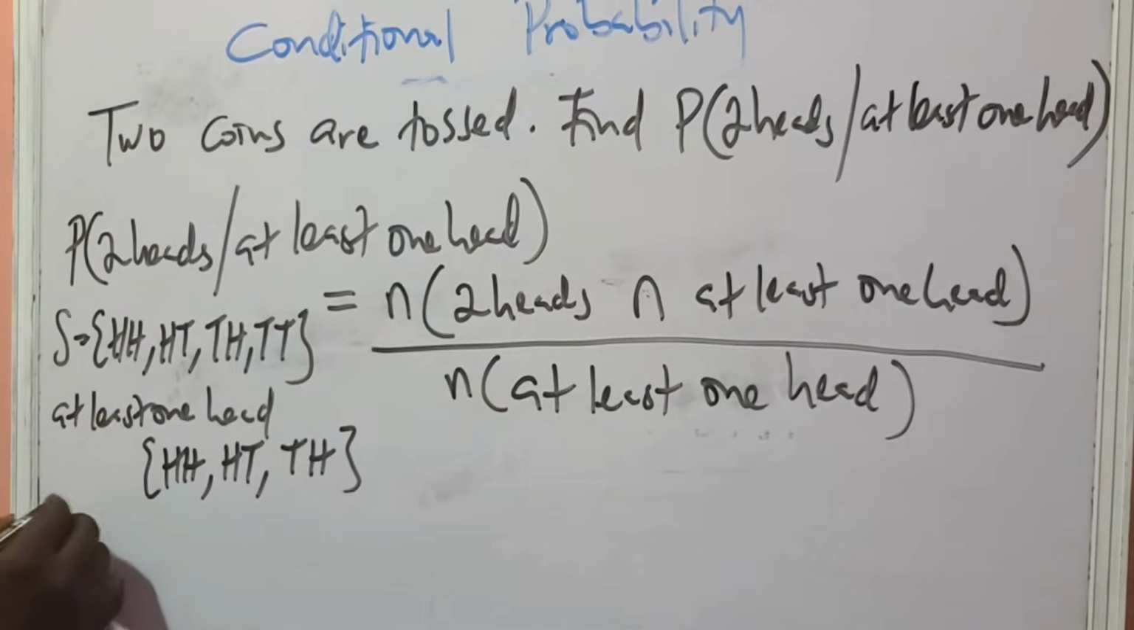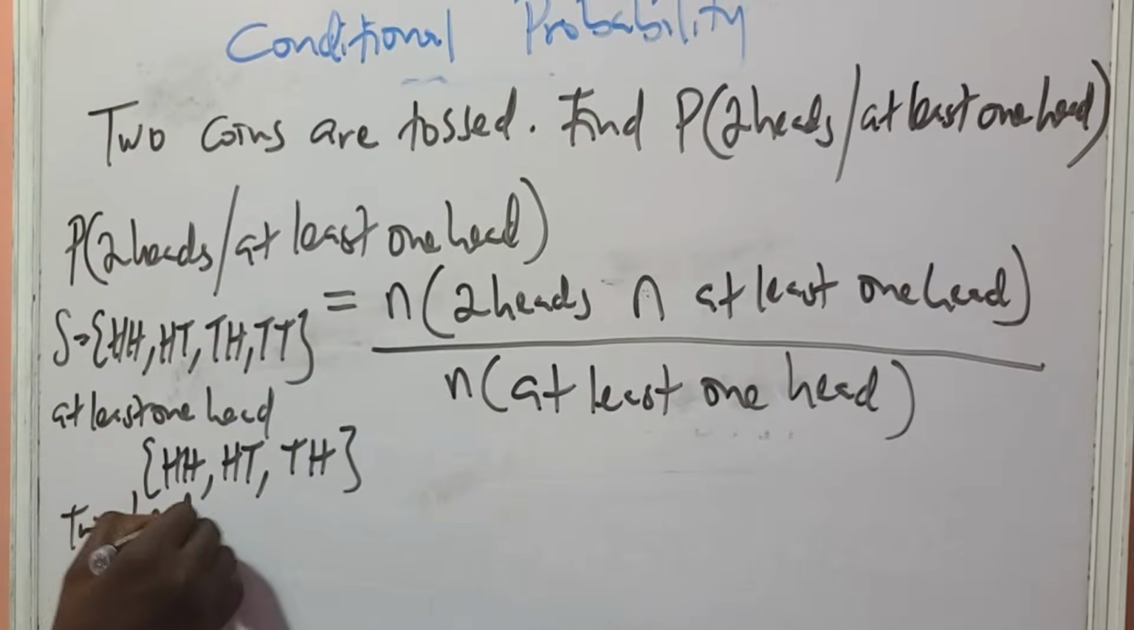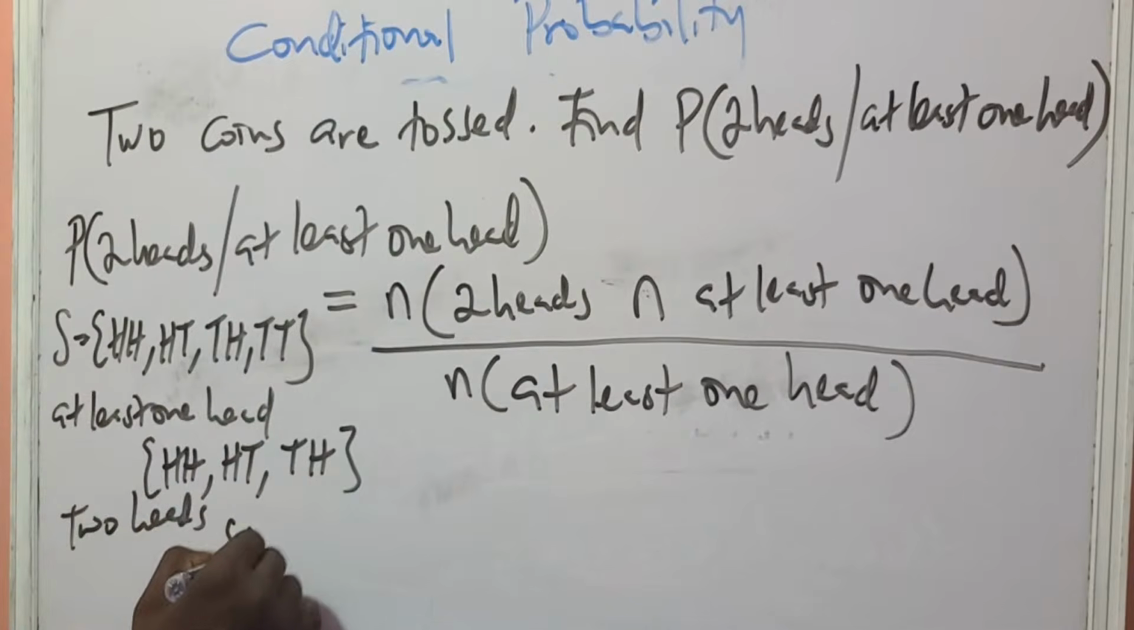Now, two heads. What's the event space for two heads? The event space for two heads is obviously going to be just HH. We don't have two of that. Or do we? No, we only have one HH.